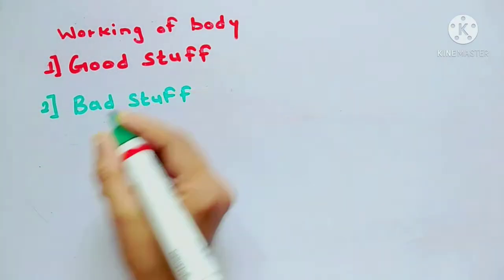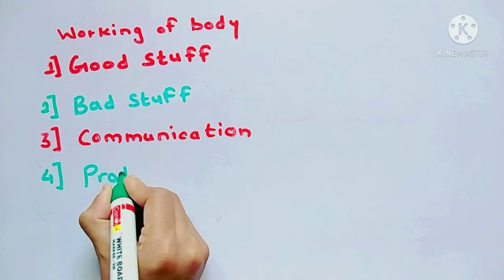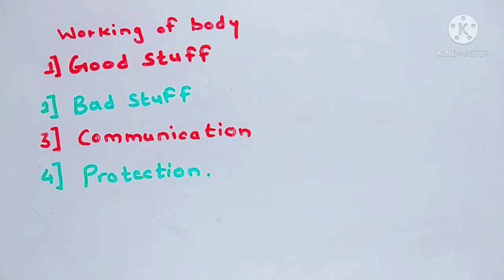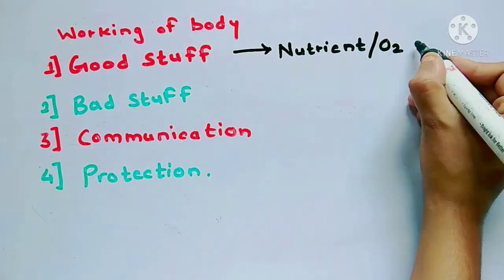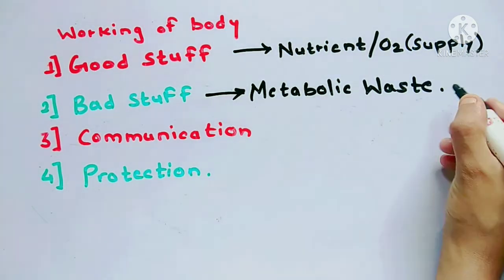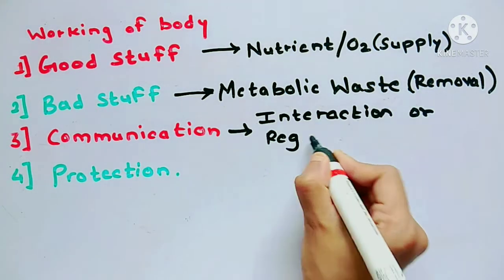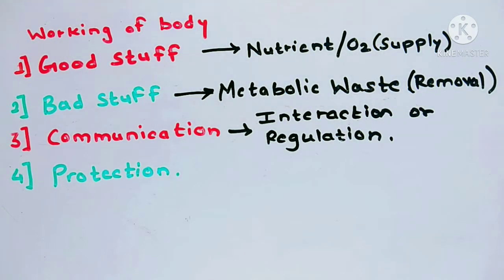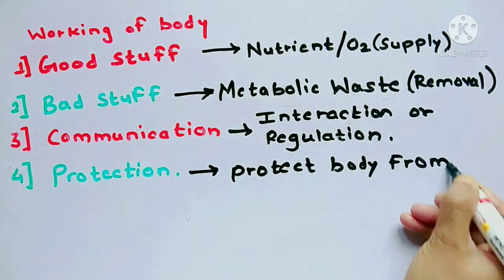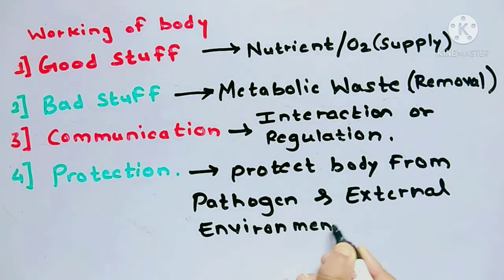The first is good stuff, the second is bad stuff, the third is communication, and the fourth and last part is protection. In good stuff, we will be talking about nutrients and oxygen and their supply to the body. In bad stuff, we'll be talking about the removal of waste products. In communication, we will talk about the interaction and regulation of body function. And in protection, we will be talking about protection of our body from pathogens and external adverse climate. So let's talk about everything in detail.